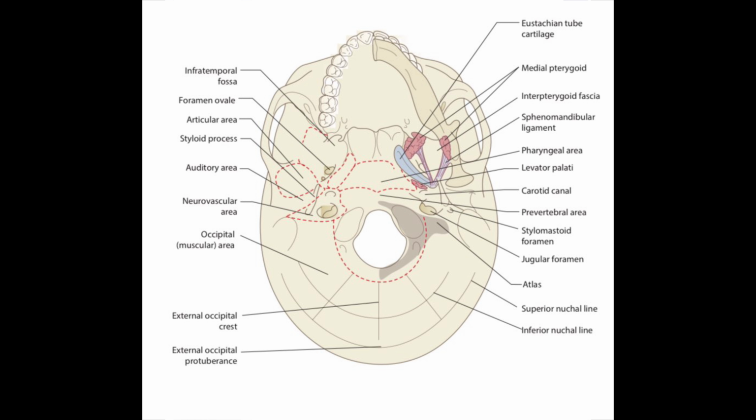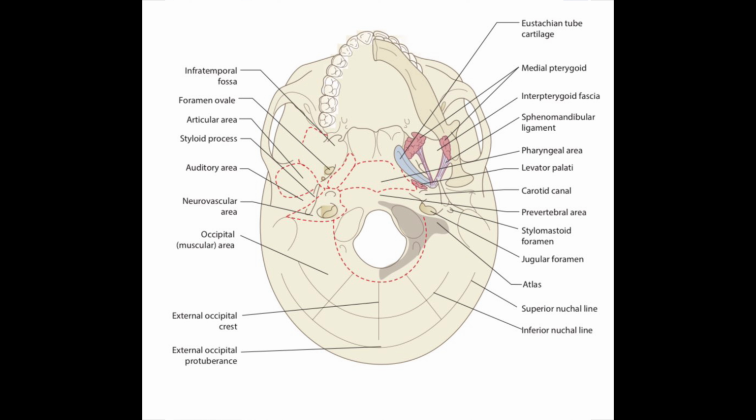What are the borders of the lateral skull base? Anteriorly, lateral skull base is bordered by the anterior border of the sphenoid body together with its greater wings and the zygomatic arch. The posterior border of the lateral skull base is the occipital bone. Lateral border of lateral skull base is the squamous part and the petrous parts of the temporal bone.